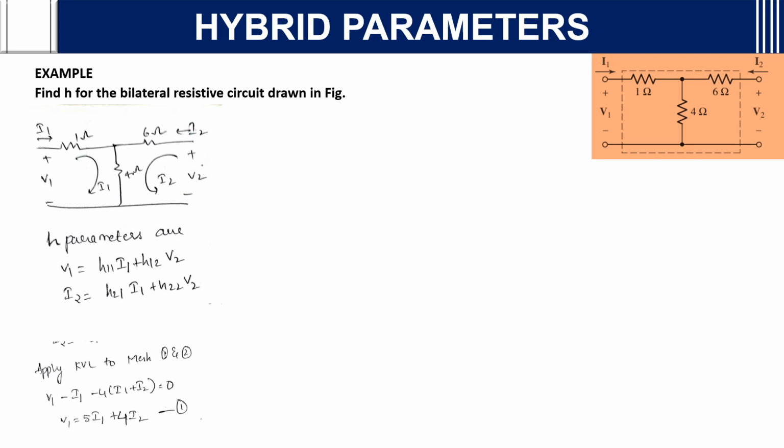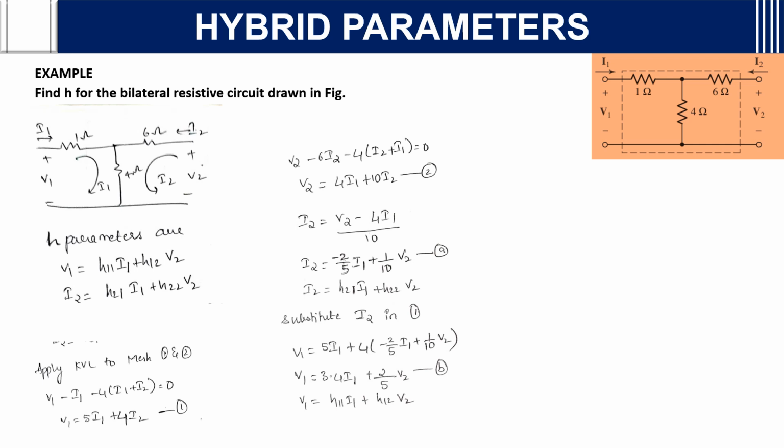Here, applying KVL means you will write V1 minus 1 into I1 minus 4 into (I1 plus I2). Why? Because the two currents are moving in the same direction through the 4 ohm resistor, so I1 plus I2, that is equal to 0. So V1 becomes 5 I1 plus 4 I2. Then V2 minus 6 I2 minus 4 into (I2 plus I1) is with respect to the second mesh. You will get V2 is equal to 4 I1 plus 10 I2.